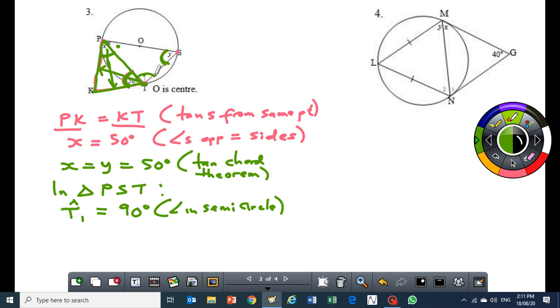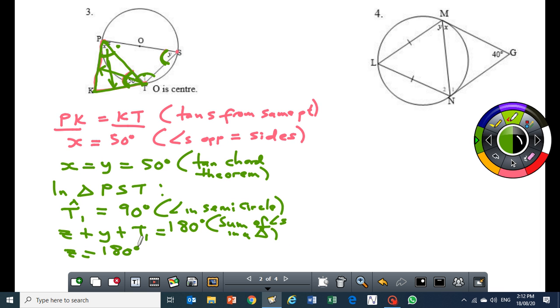Then I'll say in that same triangle, if I add Z plus Y plus T1, I'll get 180 degrees. My reason: sum of angles in a triangle. So my Z is equal to 180 degrees minus (90 plus 50) degrees. So I'll get Z as 40 degrees. Then you are done.